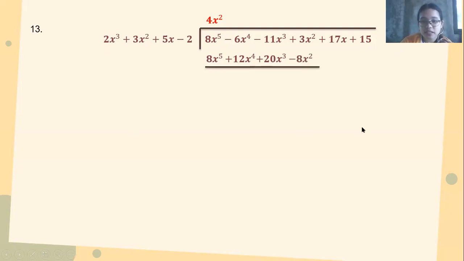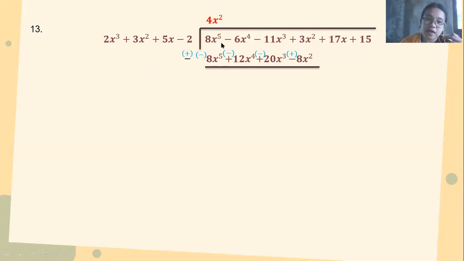Then subtract. We have 8x raised to 5. The sign of our subtrahend will change. 8x raised to 5 will become negative 8x raised to 5. 12x raised to 4 will become negative 12x raised to 4. Positive 20x cubed will become negative 20x cubed. Negative 8x squared will become positive 8x squared. Then change the operation sign and it will become plus or addition.